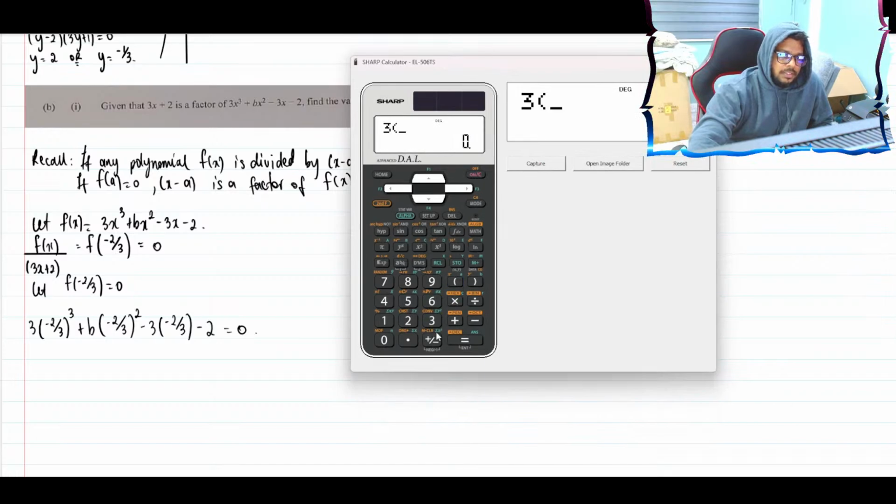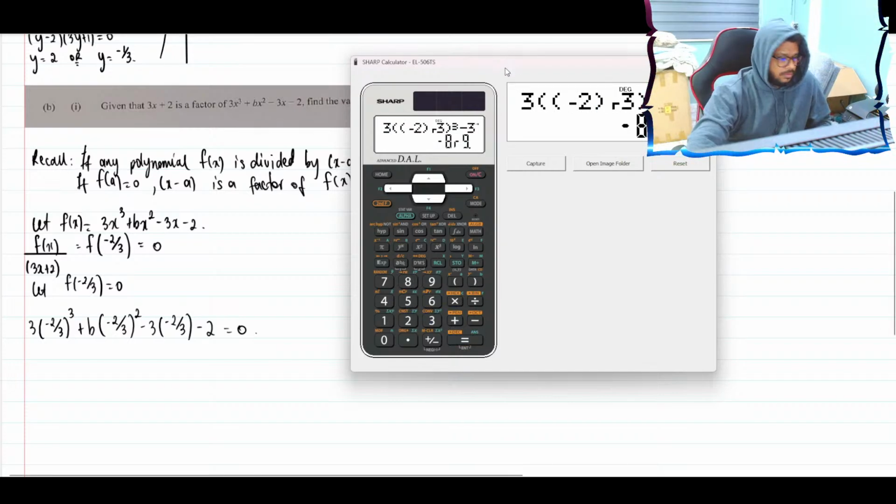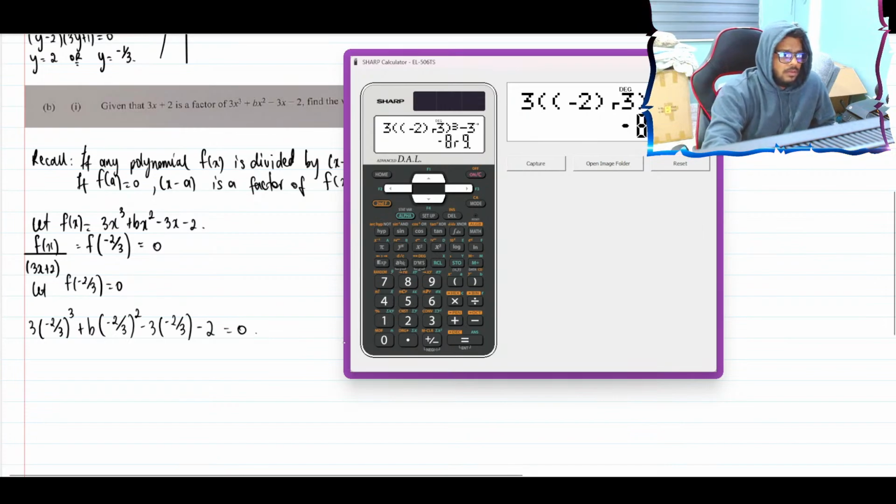3 into minus 2/3 cubed. I'll leave the b term and work out all the constants first. Take away 3 into minus 2/3, take away 2, is minus 8 over 9. Look at this on the screen. We have minus 8 over 9, that is the constant. And this here becomes 4 over 9. So we get plus 4 over 9 b is equal to 0.